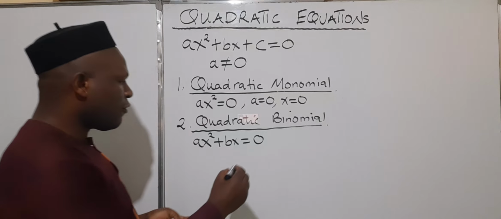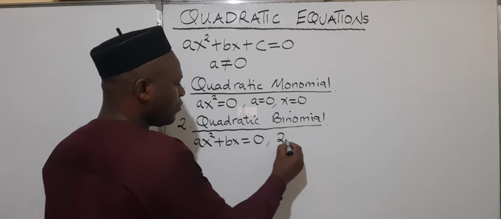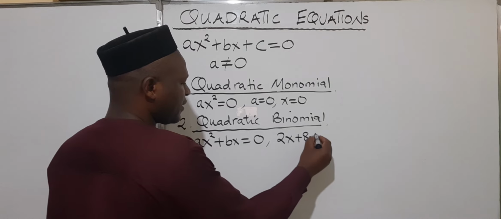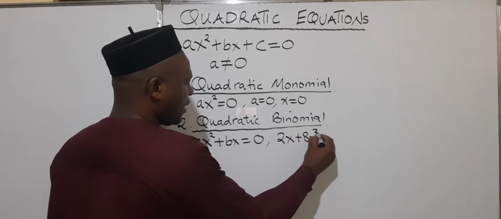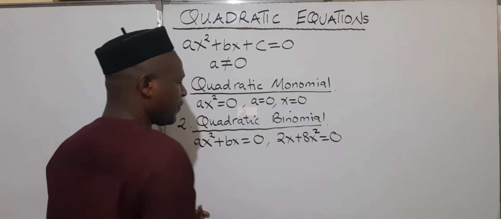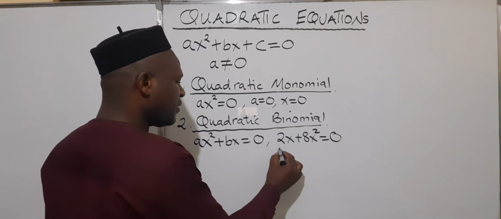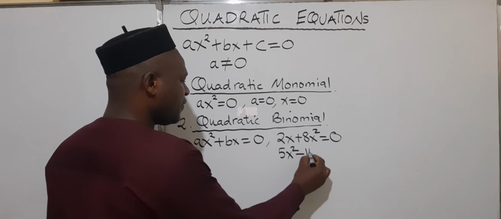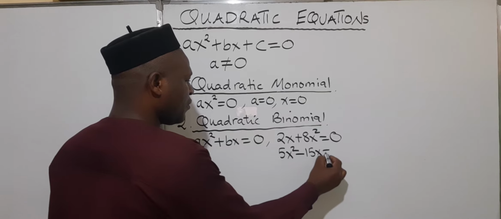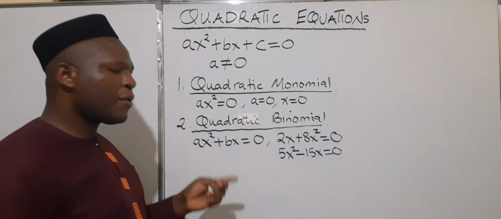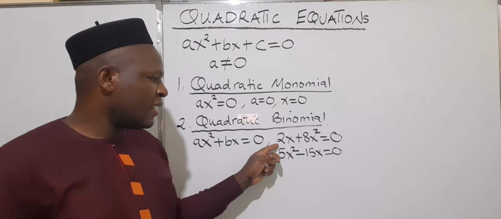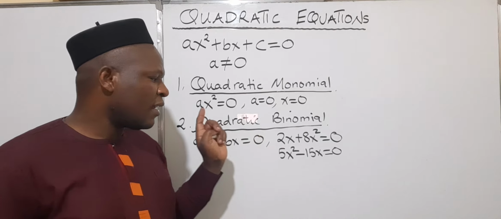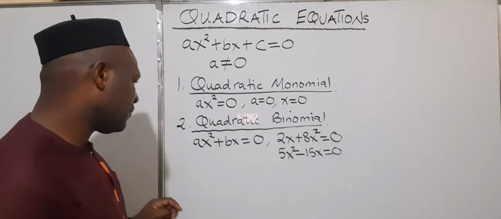This is in the form of equations like 2x plus 8x squared equals 0. Or it can be an equation like 5x squared minus 15x equals 0. Provided the leading index is a 2, it means it qualifies to be a quadratic equation.